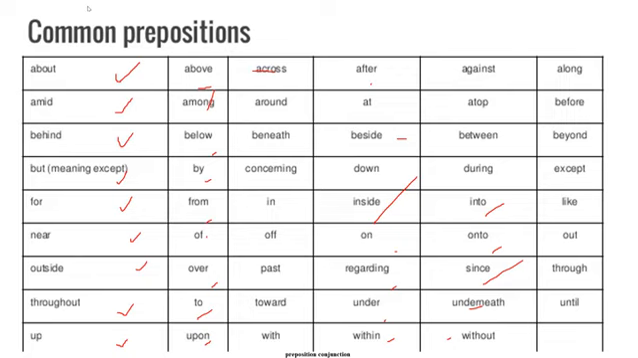A few examples of prepositions: we often say, I would sit beside you. That means I want to sit next to you. Then we also use between: I will sit between both of my friends. That means sitting in between both of your friends. You got that. Then inside: I'm inside my house. Regarding: I want to talk to you regarding the seminar being conducted by the college. We use all of these prepositions very frequently.